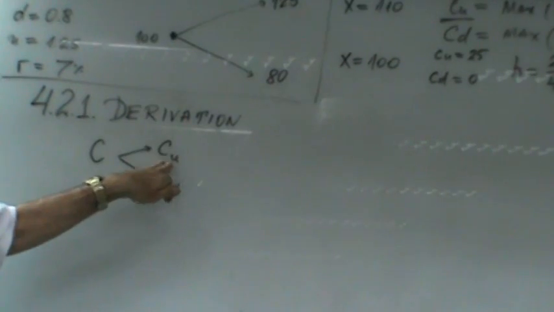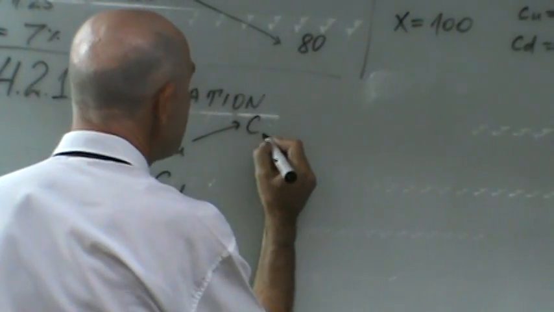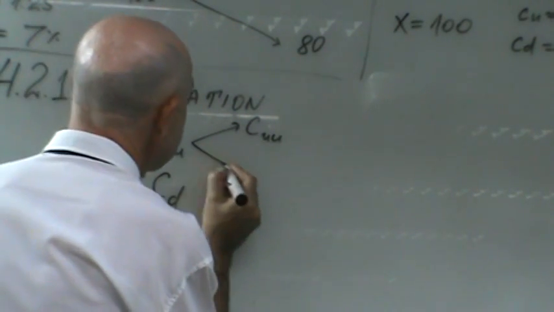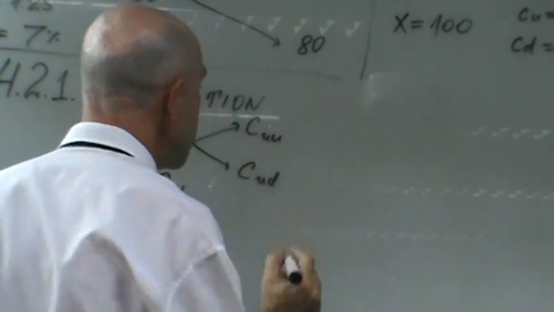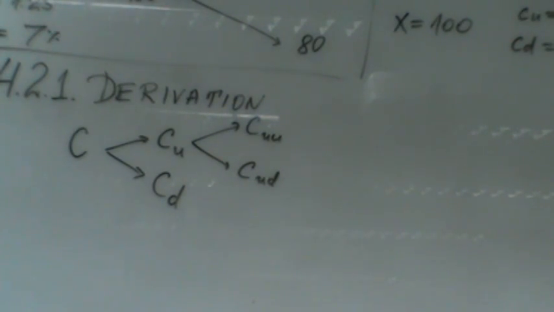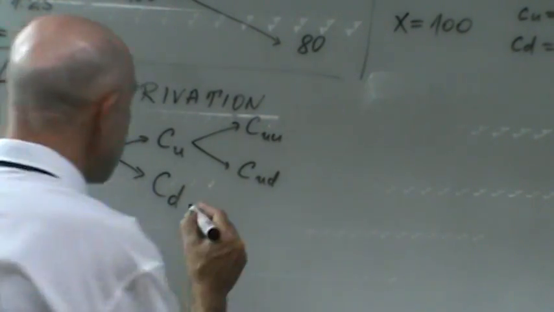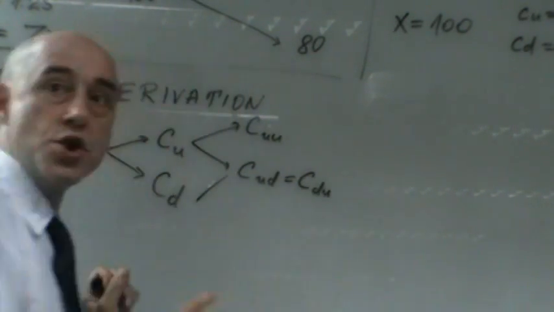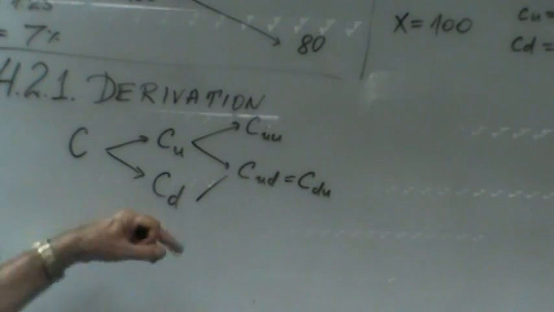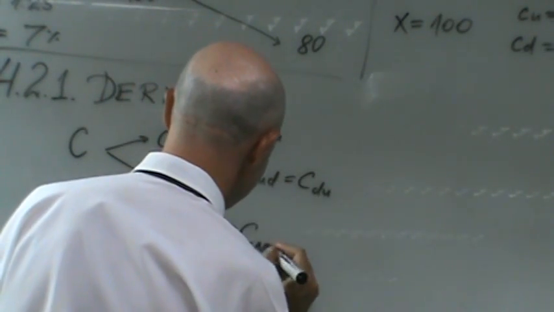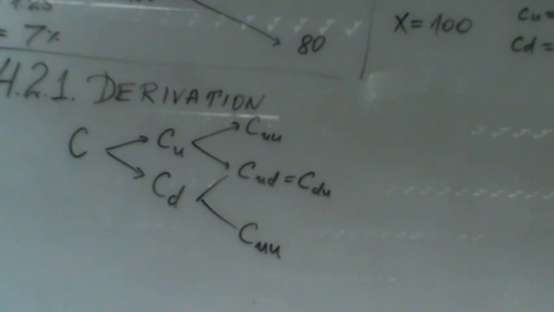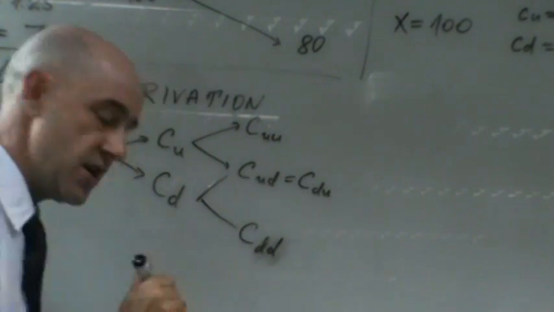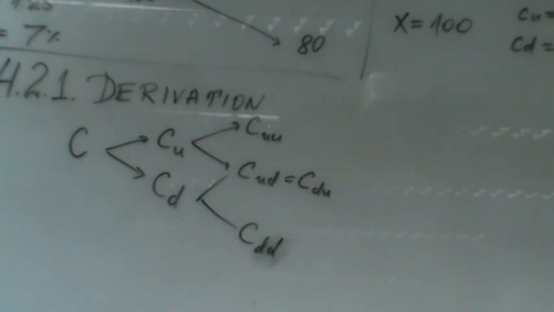Now, if the CU can go up, it becomes CUU. If it goes down, it becomes CUD. Okay? And if CD goes up, it becomes CDU. If it goes down, it becomes CDD. Now, this one.